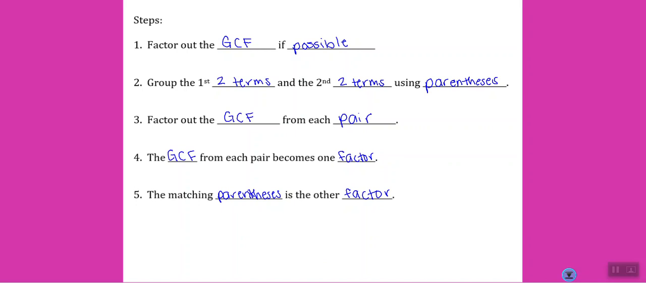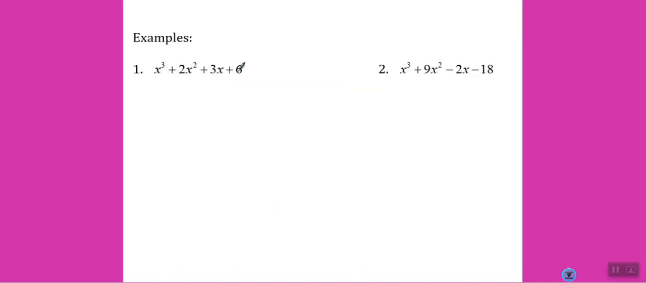So let's put this into action. So here's our first polynomial. There's nothing that all of them have in common. So we're going to move on to step 2 and group the first 2 terms and group the second 2 terms. The first 2 have a GCF of x squared, so we're going to divide that out and factor it out. So we'd have x squared and be left with x plus 2.